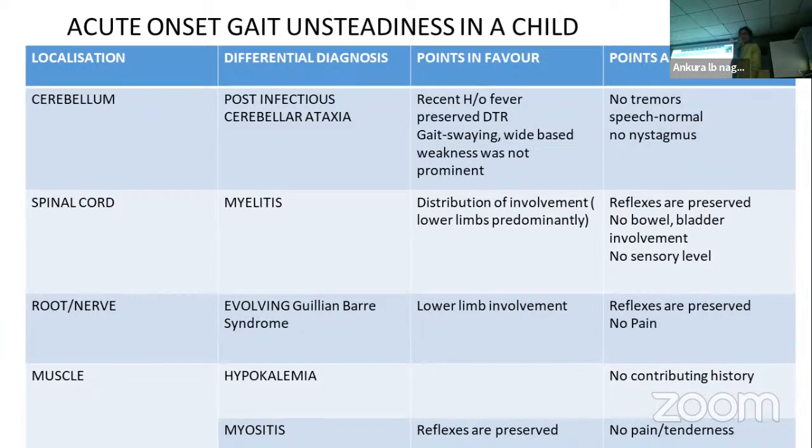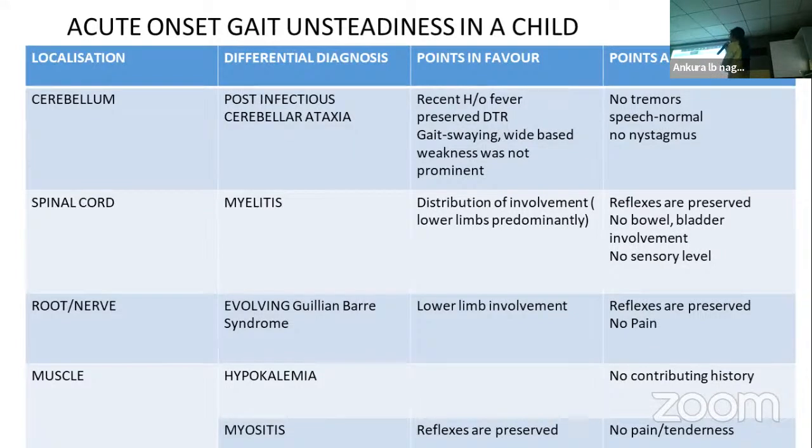Acute onset of unsteadiness in gait, with possible localization involving the cerebellum. It could be post-infectious cerebellar ataxia. Points favoring cerebellar ataxia are the recent history of fever, deep tendon reflexes preserved, swaying of gait, gait not stable and wide-based, and weakness was not prominent.